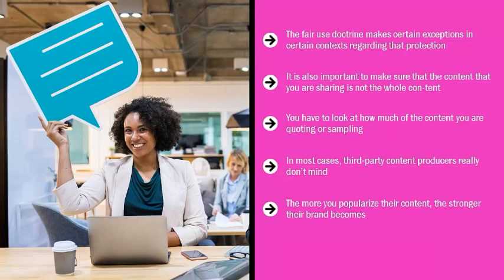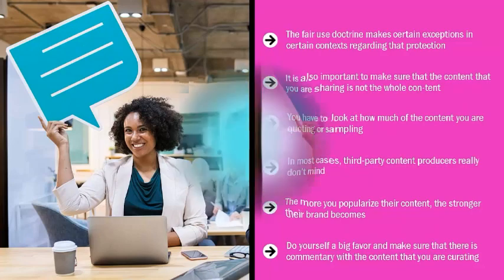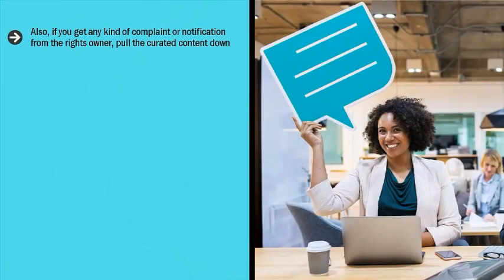Things get a little dicey when you're sharing snippets of popular movies or TV shows. That's when things can get a little touchy. Do yourself a big favor and make sure that there is commentary with the content that you are curating. Make sure that you use the acronym CTTO to protect yourself. Also, if you get any kind of complaint or notification from the rights owner, pull the curated content down.